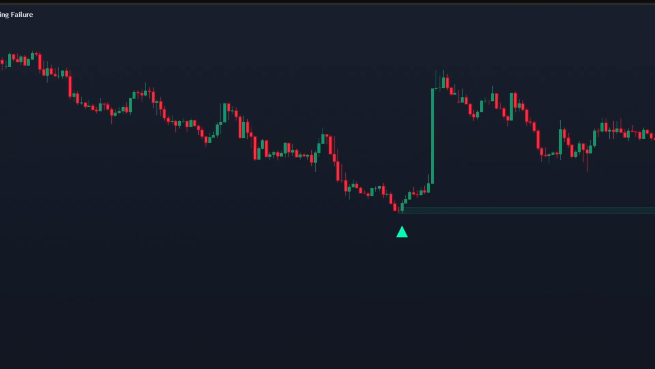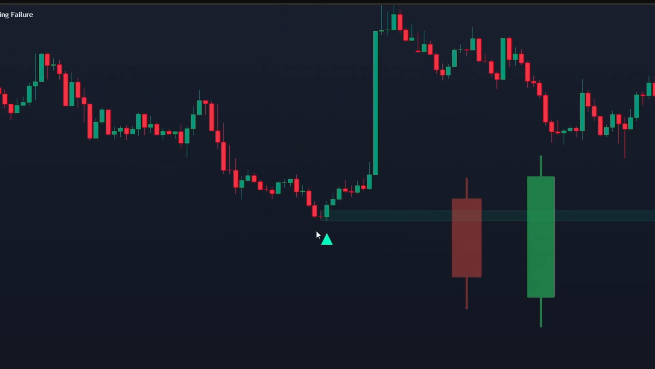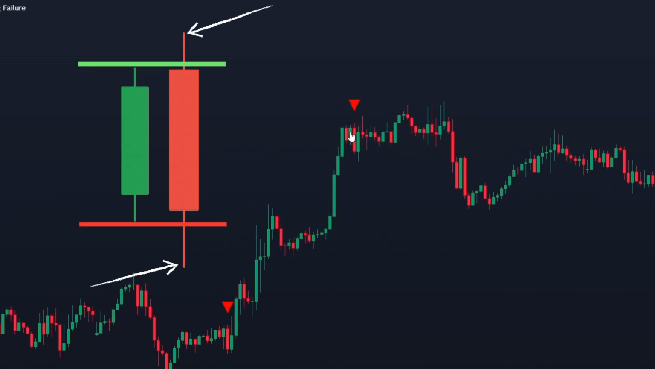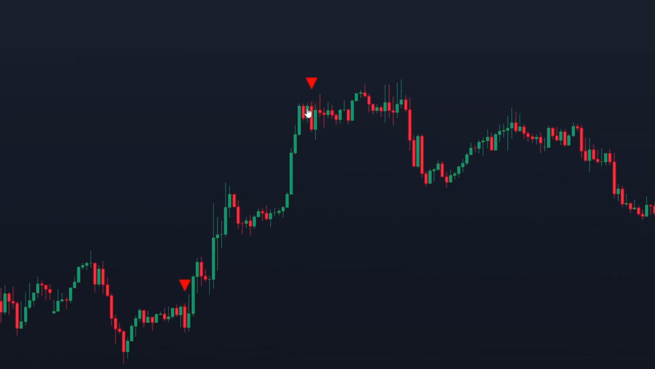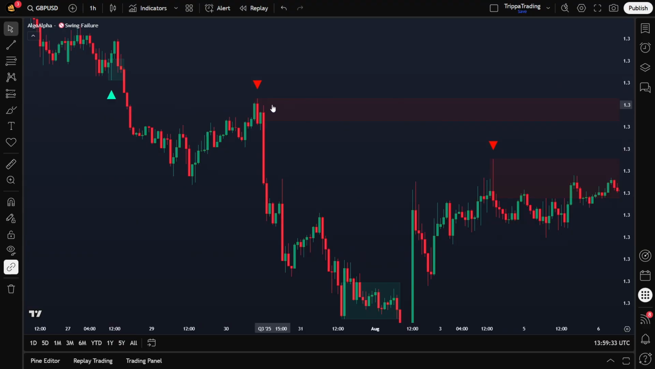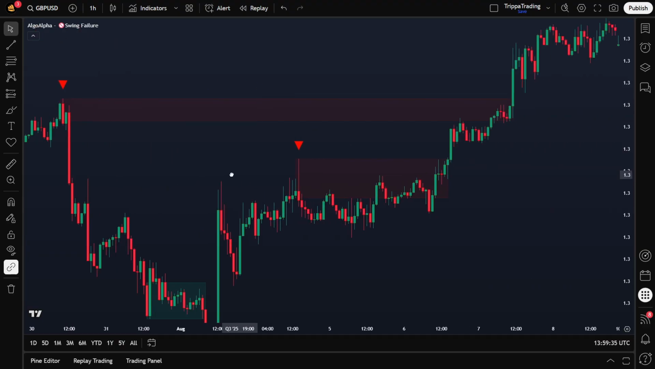The logic is simple but powerful. A bullish swing failure happens when the current low dips below the previous low, but then closes above the previous high. A bearish swing failure is the opposite. The high pushes higher, but closes lower than the previous low. The indicator automatically creates zones around these failure points and manages them by removing invalidated ones. Arrows mark the signals so you don't have to guess.